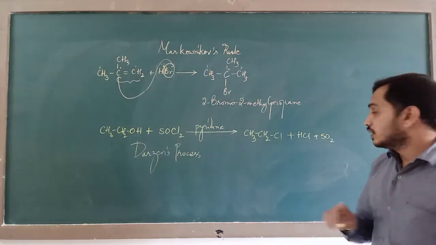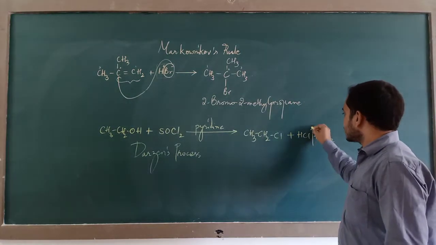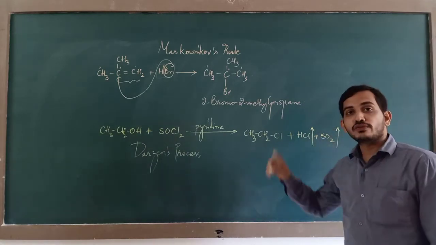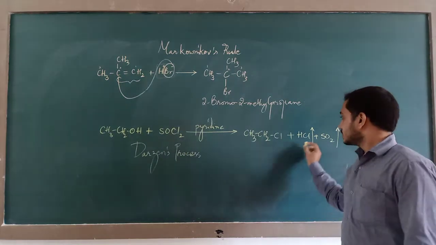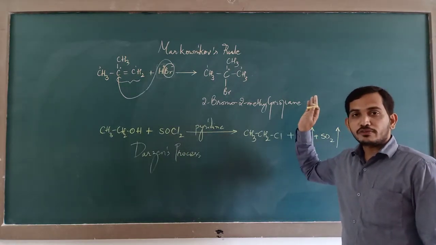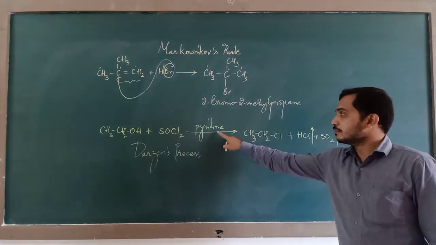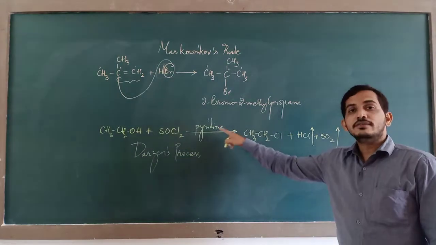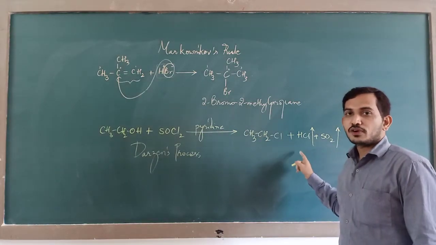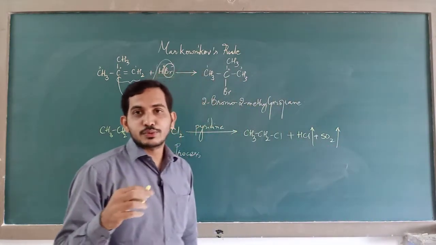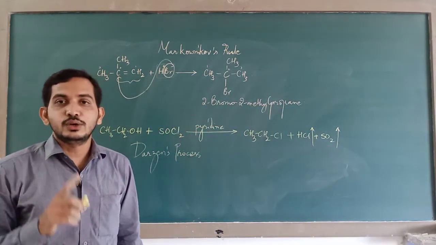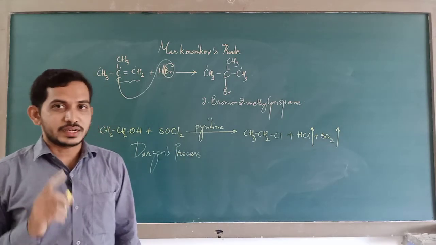The reason is the two byproducts being gaseous can be easily removed from the reaction medium. If somehow HCl does not go in the form of vapors or gas, then this mild base pyridine used will neutralize the HCl formed in the reaction. As a result, this method, that is Darzens' process, is one of the best methods to prepare alkyl chlorides.